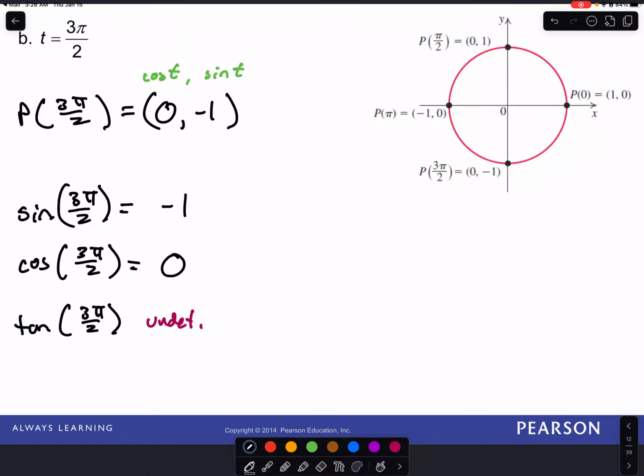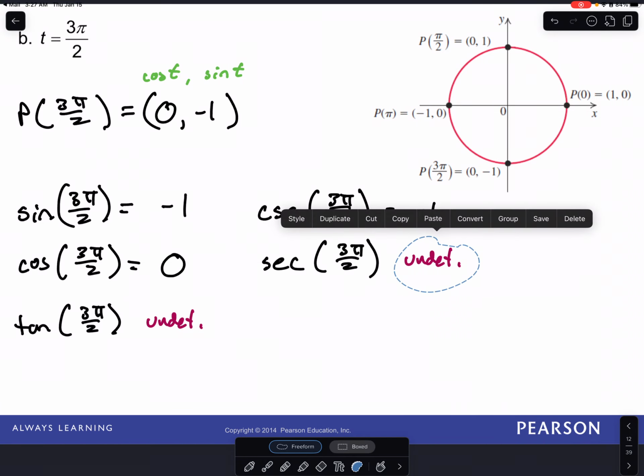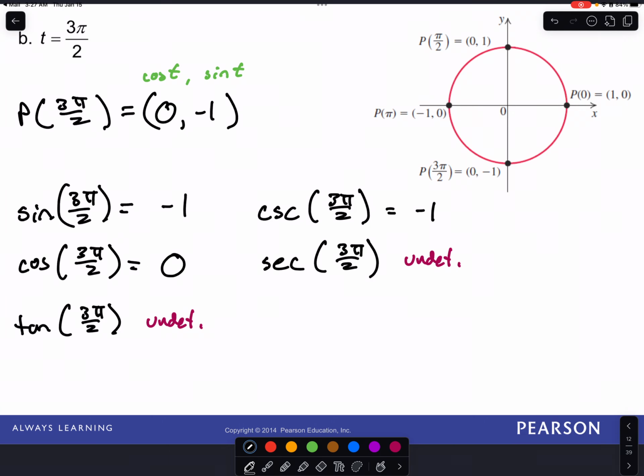So then the reciprocal of sine is cosecant of 3 pi over 2. So if we flip that, we're going to get a -1. The reciprocal of cosine is secant of 3 pi over 2. That one's going to be undefined. And then the reciprocal of tan is cotan of 3 pi over 2. Should be 0.